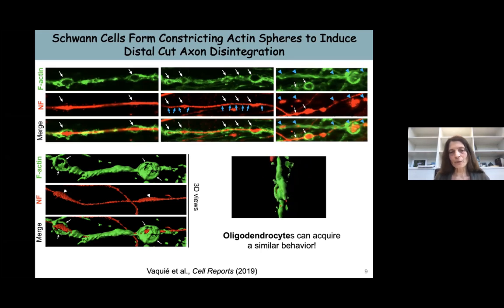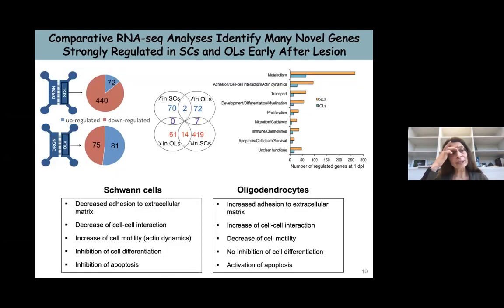So what I want to show you also is what we can do with this model. You can do RNA-seq and you need only one chamber. You have enough material with one chamber to do RNA-seq. So that's what we did. We took the content of the myelinating cell chamber, so either Schwann cell or oligodendrocyte. And what we compared is the gene regulation at 1 day post-lesion as compared to no lesion. So we found many genes regulated in both situations.